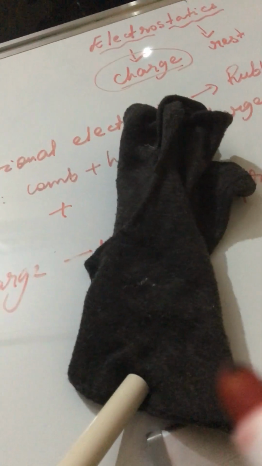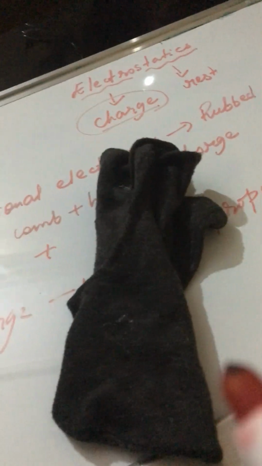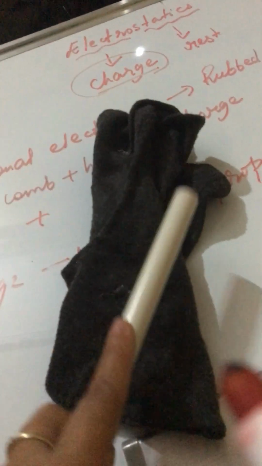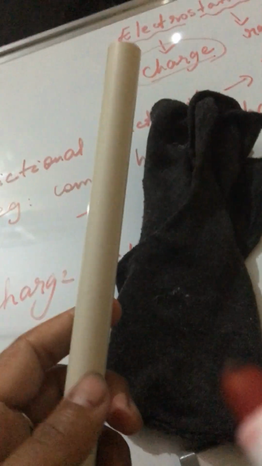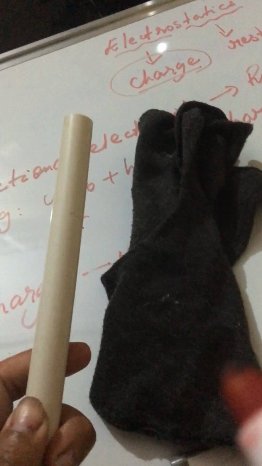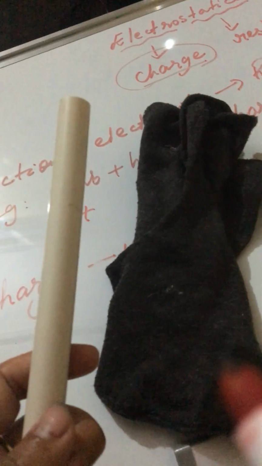This body is neutral. In the original state, this body is neutral, but after some time, because of the rubbing, as the charge transfer has happened from one to the other, the charge property has got manifested.